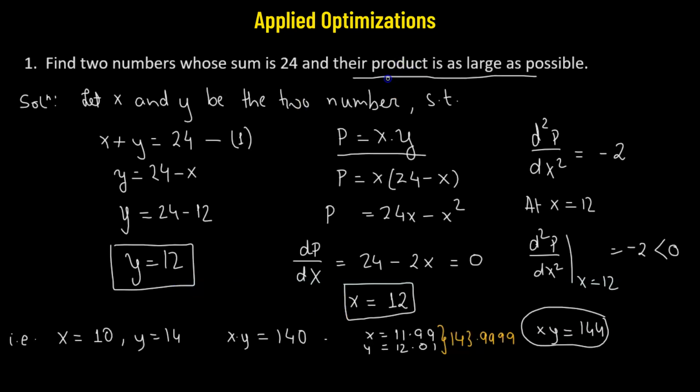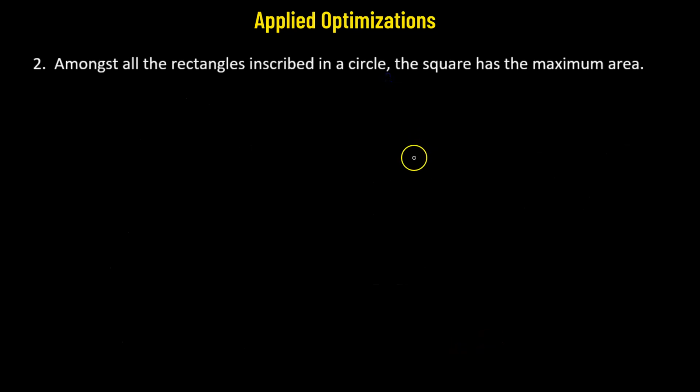Fine. Let's do another problem. Here it says that amongst all the rectangles inscribed in the circle, the square is going to have the maximum area.